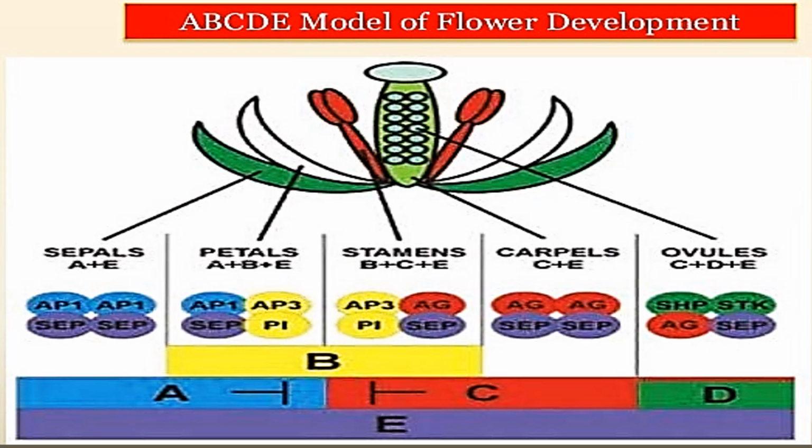Now let's see the explanation of the ABCD model. So as we have seen earlier what the A, B and C genes regulate, now let's discuss the class D and class E genes.